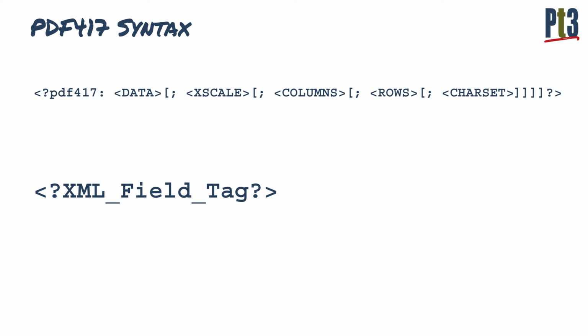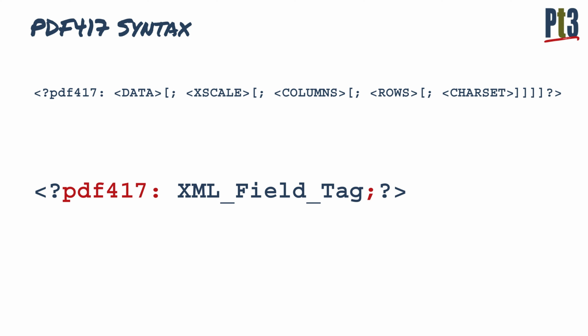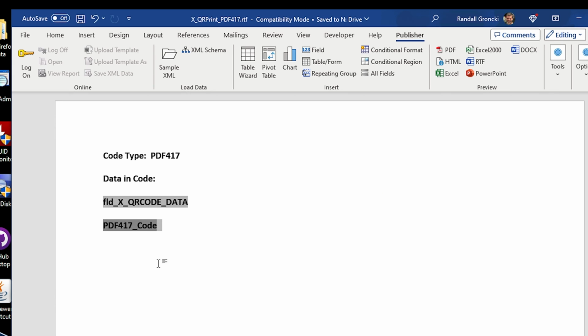Start with your XML tag, add the PDF417 colon space after the first question mark and before the field tag. We are specifying the size here, so semicolon after the field tag, space, and then 2. This will be a largish code with each internal data item 2 points each. Click on our PDF417 field to select it. It should turn dark gray.